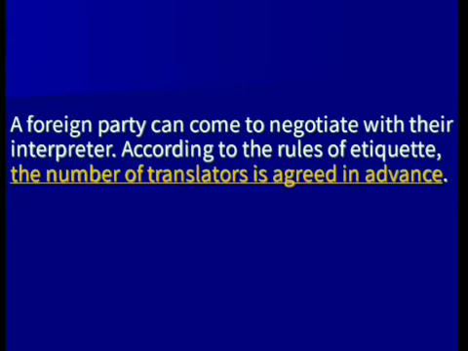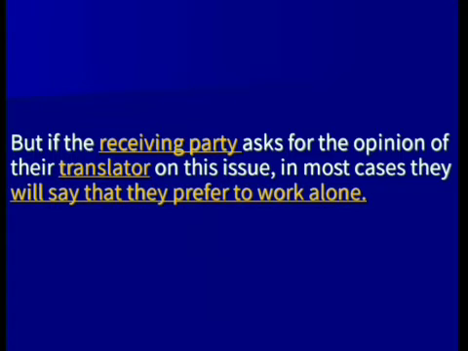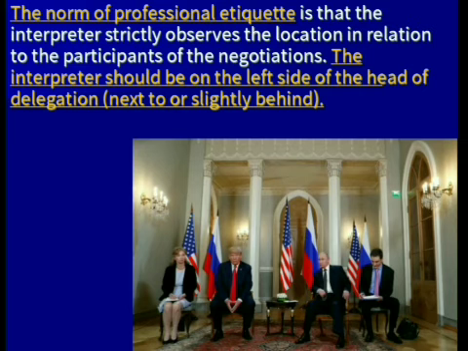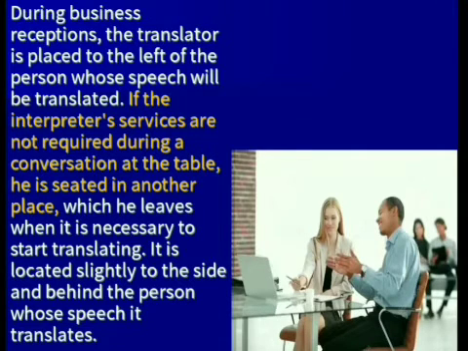According to the rules of etiquette, the number of translators is agreed in advance. A foreign party can come to negotiate with their own interpreter. But if the receiving party asks for the opinion of their translator on the issue, in most cases translators will prefer to work alone. They don't want any interpreter to come from outside. The interpreter should be on the left side of the head of the delegation, next to or slightly behind his speaker. You can see samples on the screen.